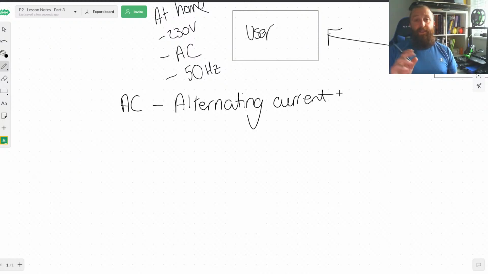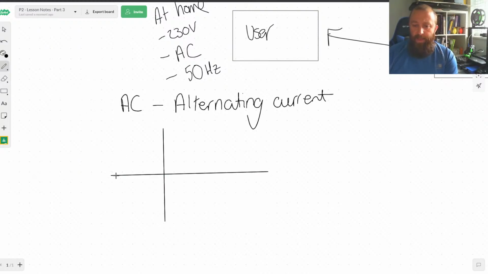And what that means is the direction of the current is changing direction. So if we were to actually look at sort of a graph for this, what we would actually end up with is a sort of typical sine wave. Okay, so the direction of the current is going to be changing direction. Well, in the case of the UK, it's going to be changing at 50 hertz.